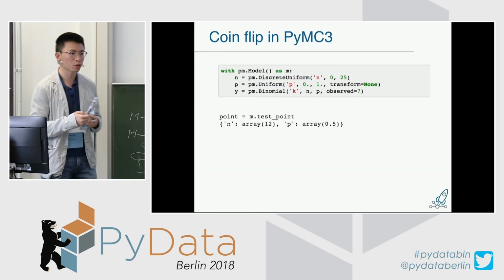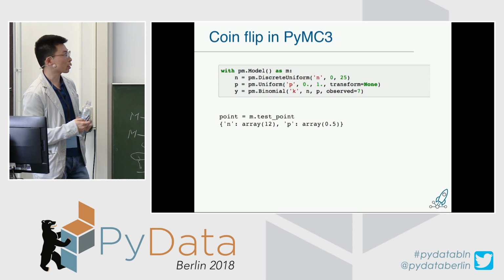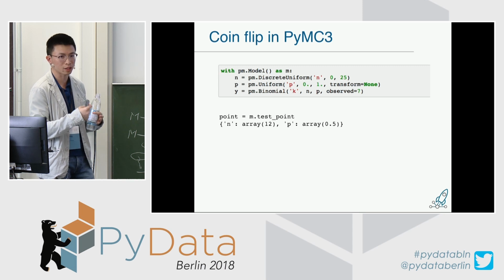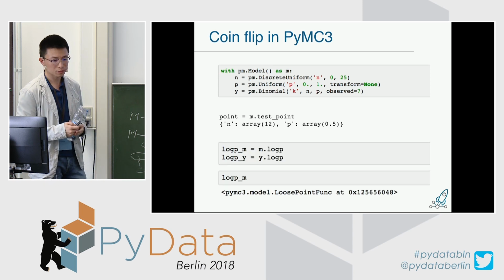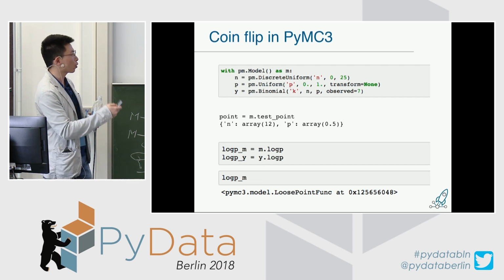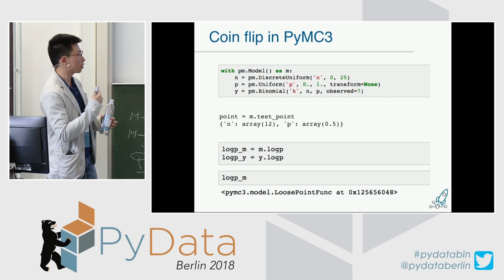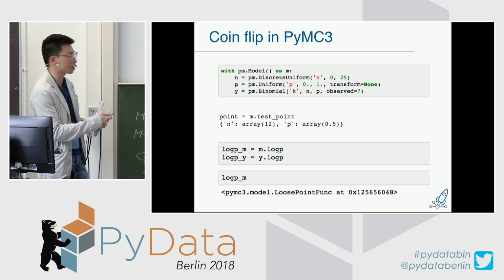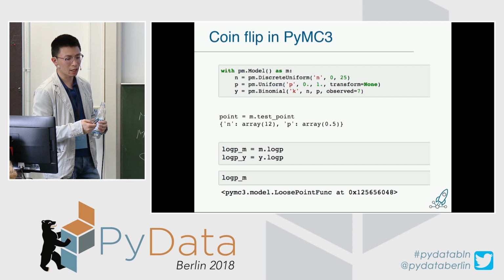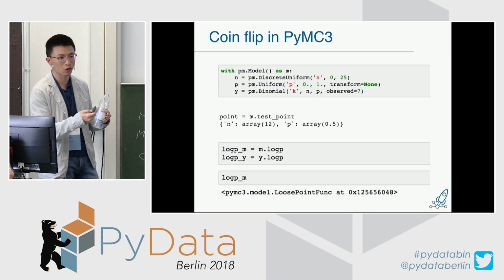When you define these models, you can check the inputs to the likelihood of these models by checking the test points. Here, because we have two unknowns, the test point needs you to specify the coordinates of these two unknowns. You can also get the likelihood of different components. So we have the components for the model likelihood, and we have the likelihood function for the model likelihood and also for the component likelihood. These likelihood functions are called logp point functions because they take a point or a dictionary as input.